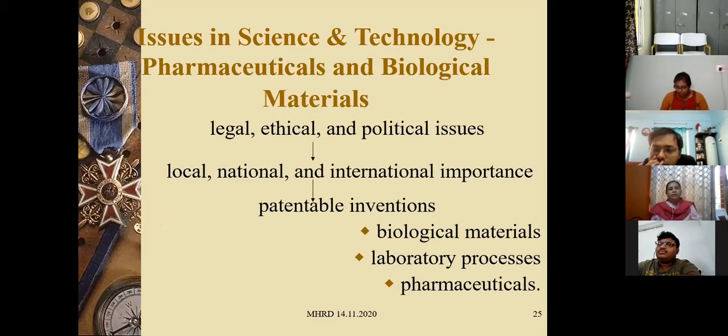So let's try and understand what the various issues in science and technology are. It is not as simple as coming up with some idea, some discovery, or some invention. Along with that, there are legal, ethical, and political issues also, which could be at the local level, national level, and could also be of international importance. So patentable inventions in science and technology are biological materials, laboratory processes, and even pharmaceuticals.